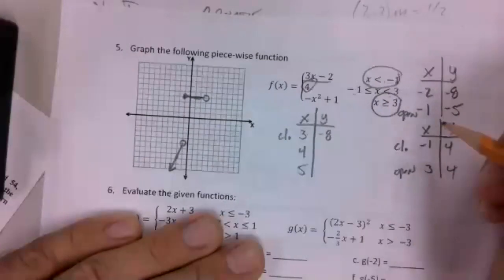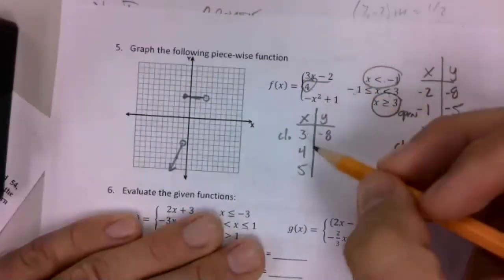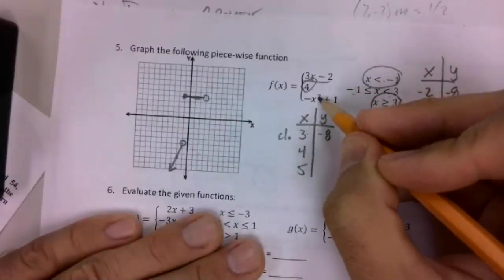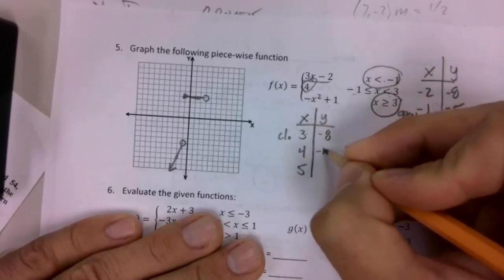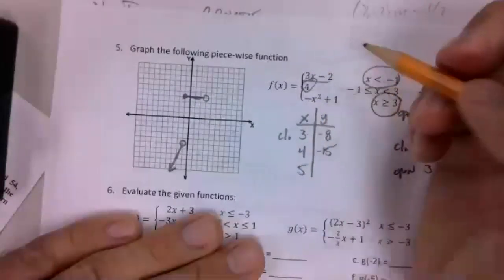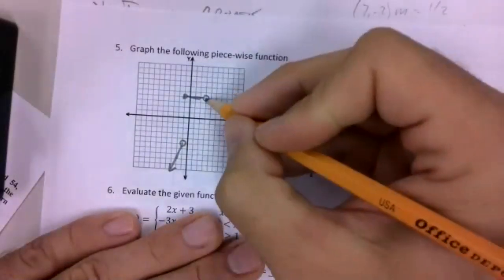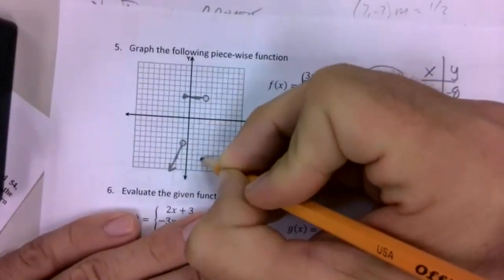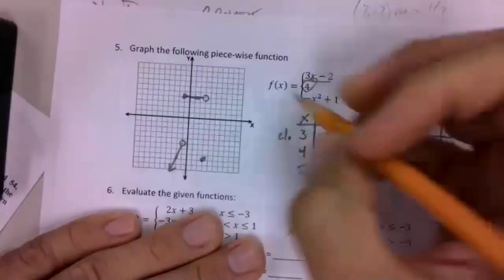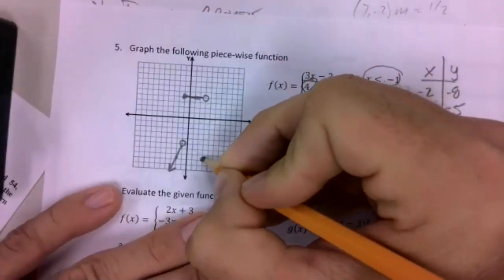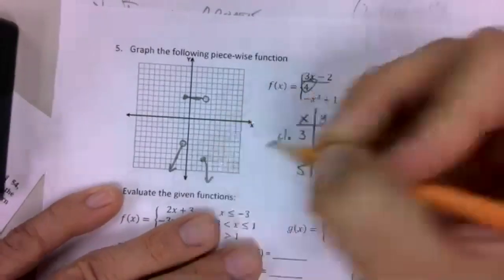Oh, this is going to go off the graph, my fault. Plug in 4. 4 squared is 16. -16 plus 1 is -15. So at 3, -8, closed right here. At 4, -15, it's going to go down pretty quick. So it's going to go down like that.